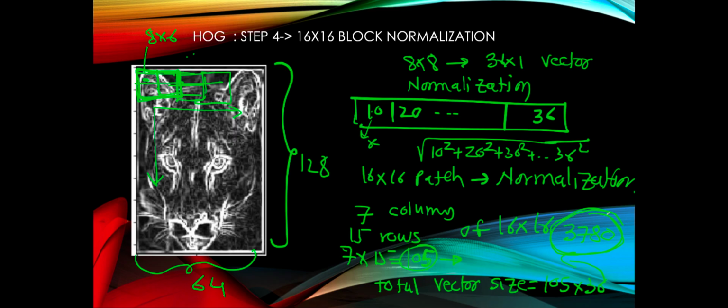So this is how we compute a 3780 feature descriptor for an image, and this really represents a compact representation of the image that we use in the dlib library.